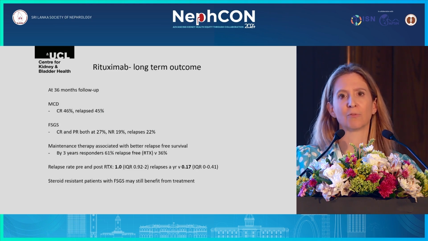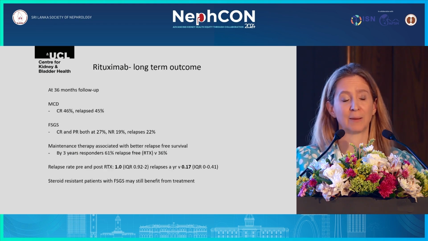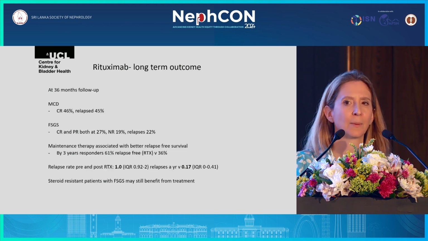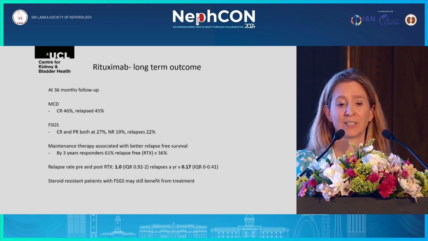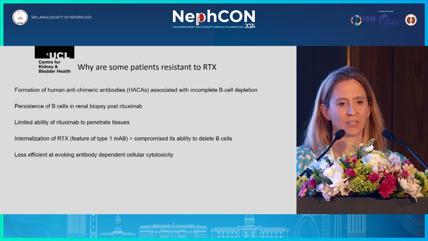What we do know is that with regular maintenance therapy, unsurprisingly, there are fewer relapses, and those patients who are treated regularly with rituximab have a significantly lower rate of relapse. And also what's interesting, there is still a subset of patients with steroid-resistant FSGS who may still benefit from rituximab treatment. So why is it some patients are still resistant to rituximab?